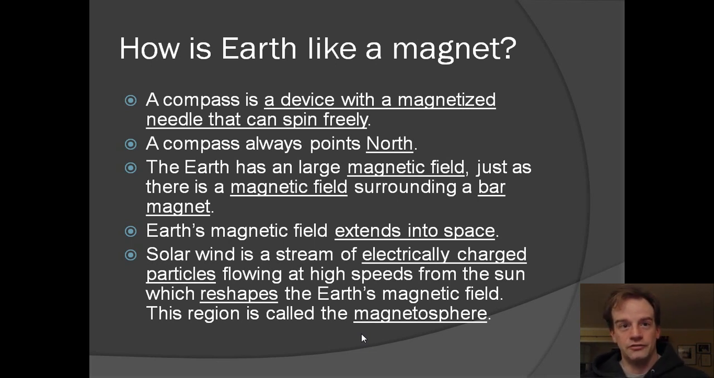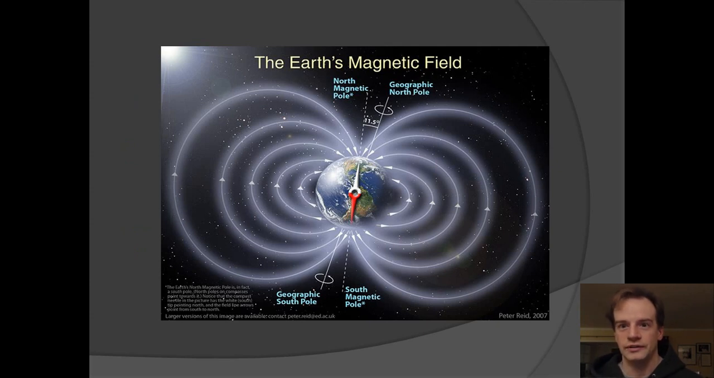And Earth's magnetic field extends into space. And this is a good thing because the solar wind is a stream of electrically charged particles flowing at high speeds from the sun, and this will hit the magnetic field, and the magnetic field, the magnetosphere, will prevent those streaming electrically charged particles from hitting the Earth and killing us. This is a picture showing Earth's magnetic field extending out into space. Notice how similar it looks to the magnetic field lines that we saw around a bar magnet.